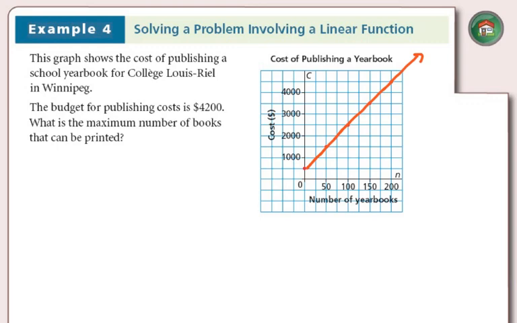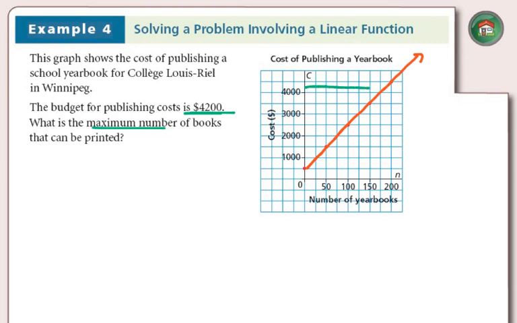So what we know is that the budget that this school has is $4,200. And we want to know what is the maximum number of books that can be printed. So we know $4,200, which is on the y-axis. We'll have to guesstimate where that is, because every tick here is worth 500. So 4,200 would be roughly about here.